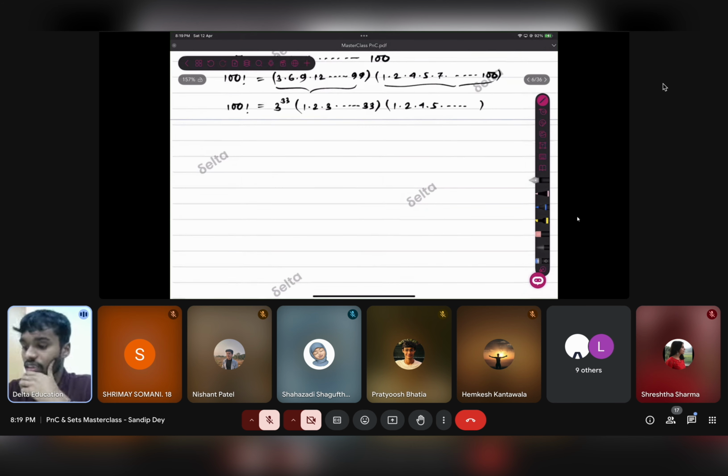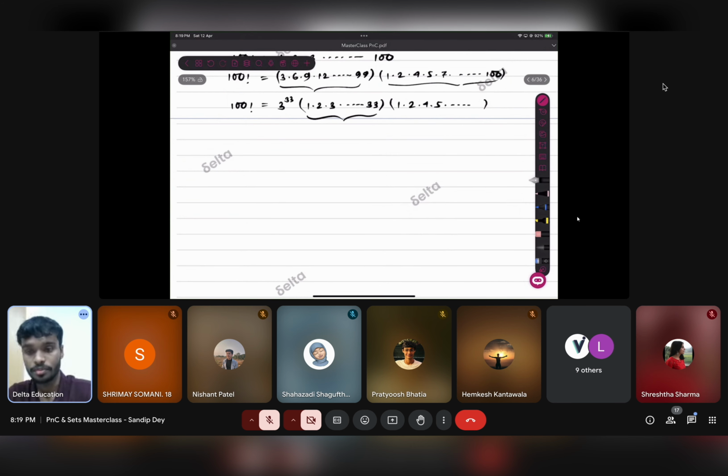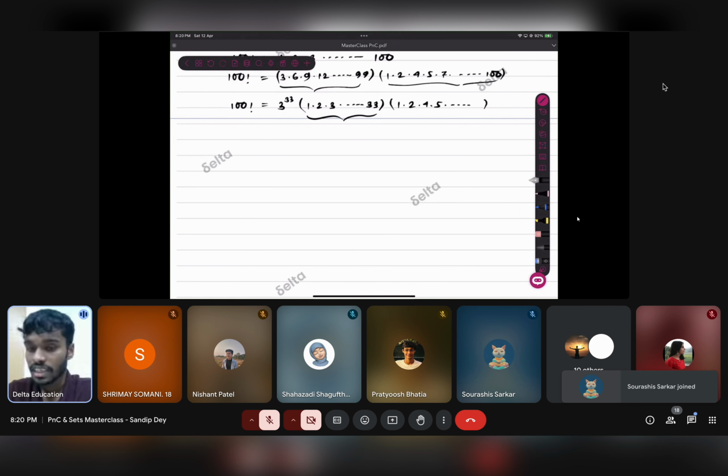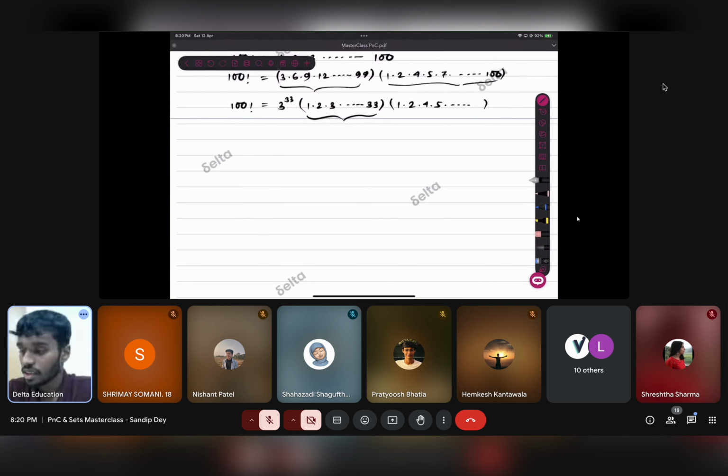Then again, see, here I am getting 33 factorial. So here there will also be some terms where I can get 3 as a factor, like the numbers 3, 9, 12, all the way up to 33. So I can again segregate these terms. If I again segregate these terms, I will get 3 to the power 33 multiplied by, first let's take the multiples of 3. If I take the multiples of 3, I'll get 3, 6, 9, all the way up to 33. Now I will get only up to 33.